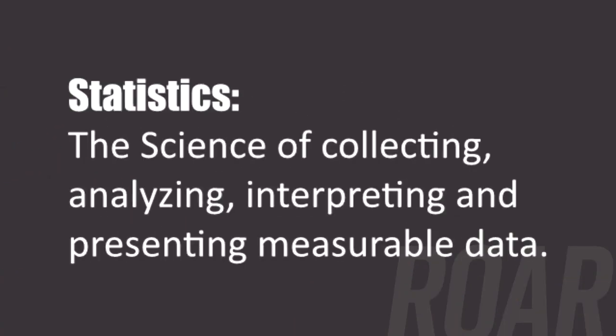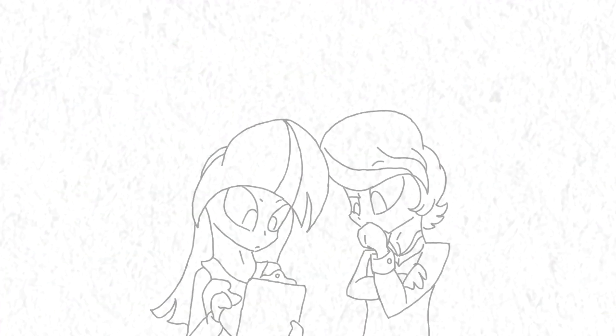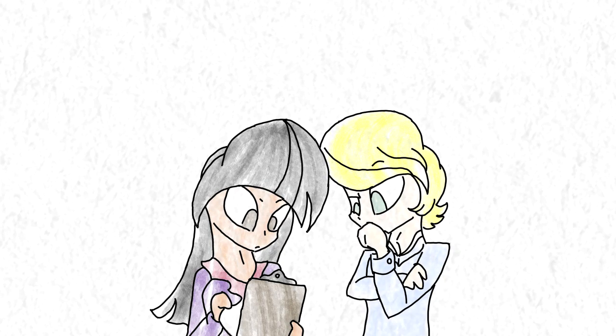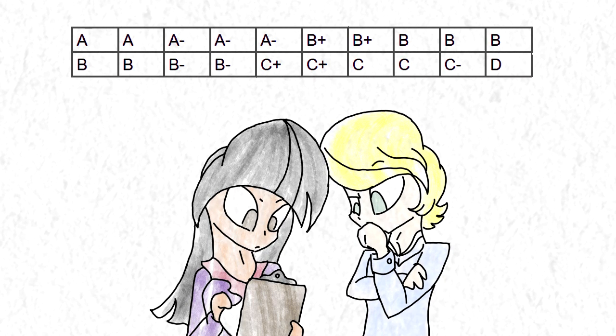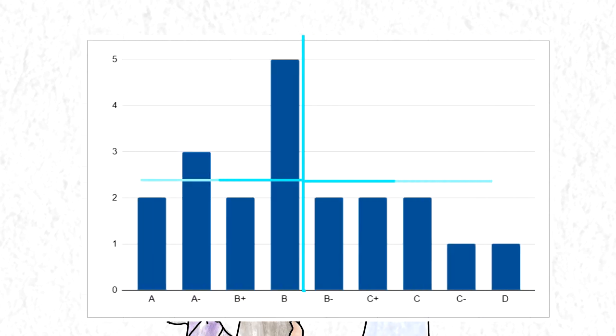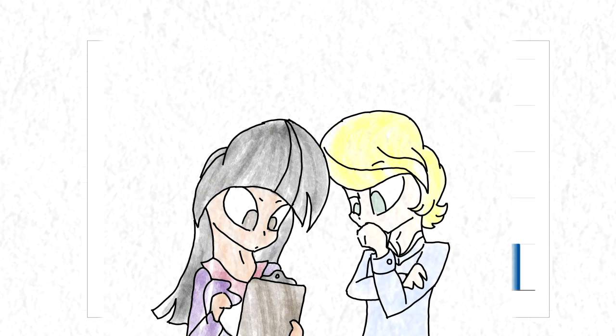So what is statistics? Statistics is the science of collecting, analyzing, interpreting, and presenting measurable data. Let's give two broad scenarios. First scenario, some school teacher wishes to analyze and summarize the data of final grades of a certain class. They collect the data and find the analysis like the average and the spread, something we'll talk about in the next part.